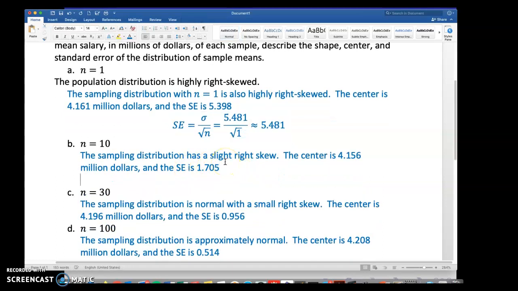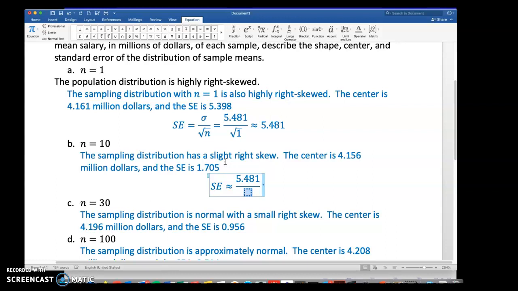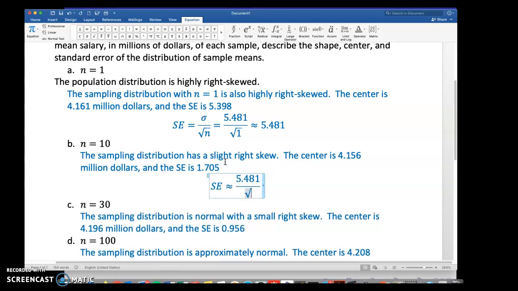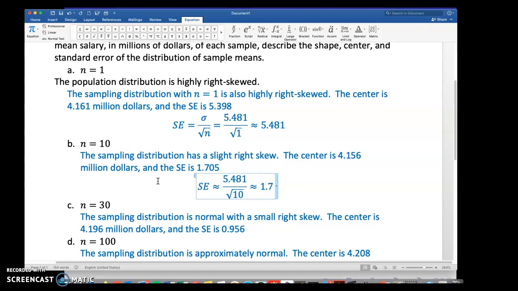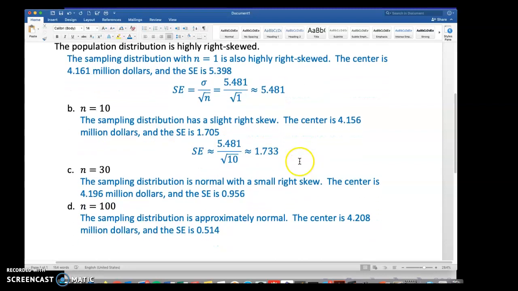So we could look at this standard error. We should be able to get the standard error to be 5.481 divided by the square root of the sample size. In this case, it's 10. So if you throw 5.481 divided by the square root of 10 in your calculator, I got this to be about 1.733. So that's right here. The bootstrap standard error, 1.705, is pretty close to the formula, 1.733.